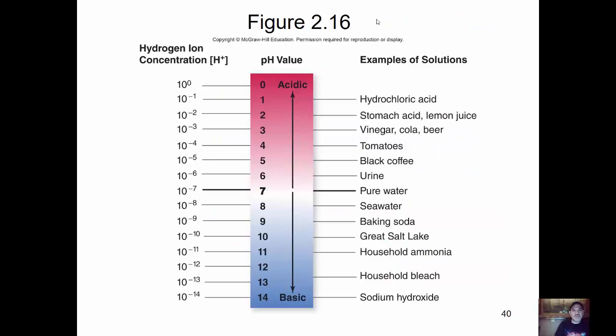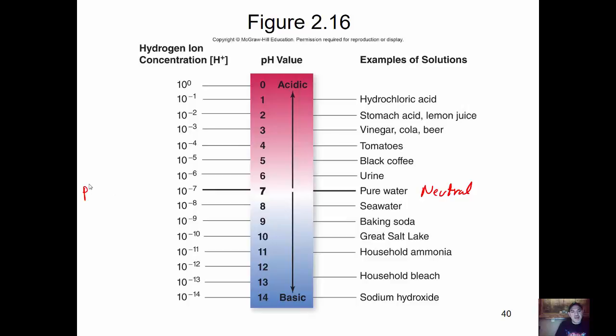Okay? So let's take a look at the pH scale here. And so here we have the pH scale. The pH value in the middle is neutral, right there. Pure water is neutral at a pH of 7. Remember from the previous slide, a pH of 7 is the same as having a hydrogen ion concentration of 10 to the negative 7.